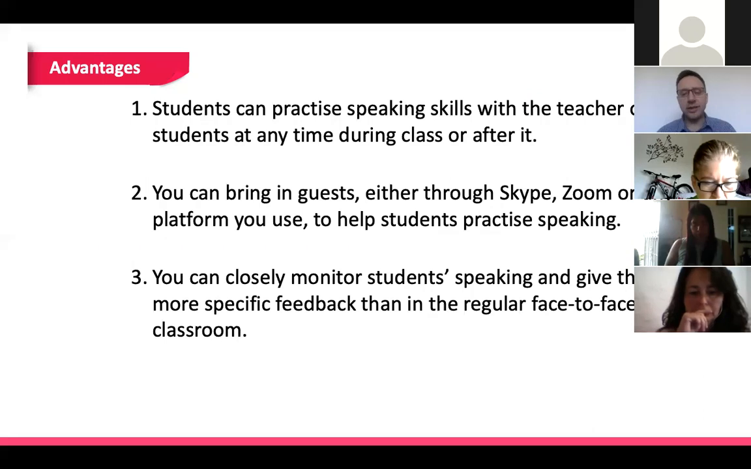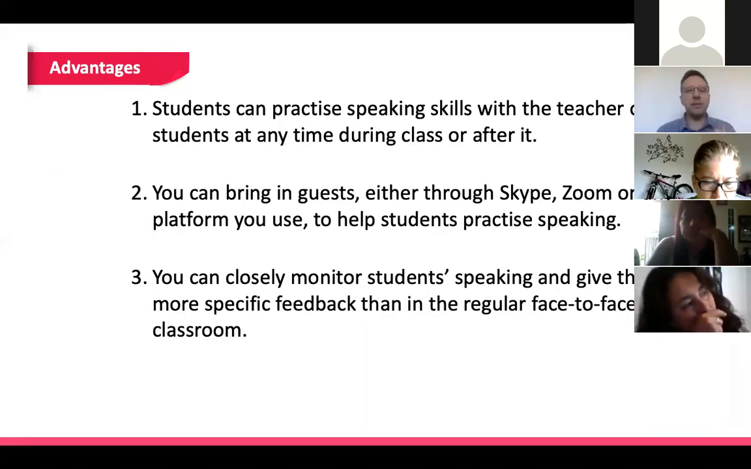The other thing is that you can closely monitor your student speakers speaking and give them more feedback than in the face-to-face.